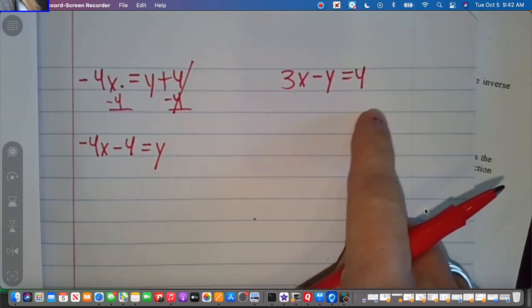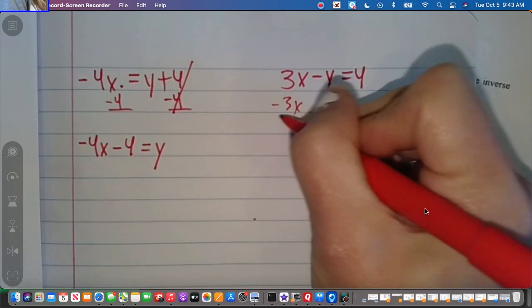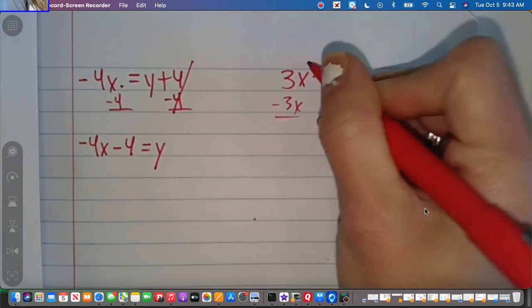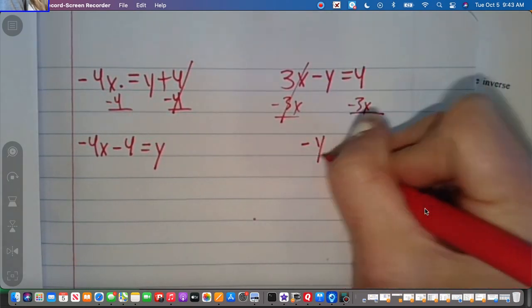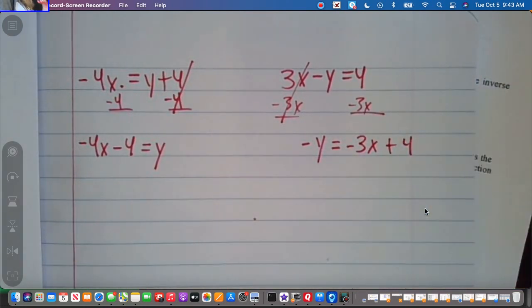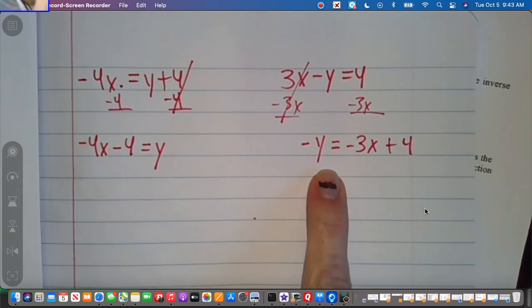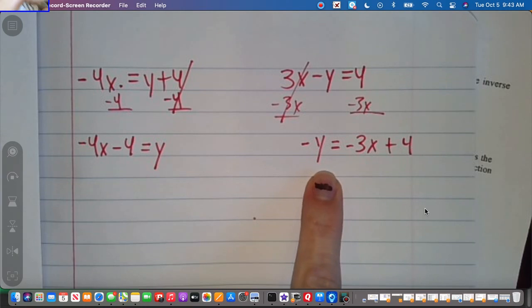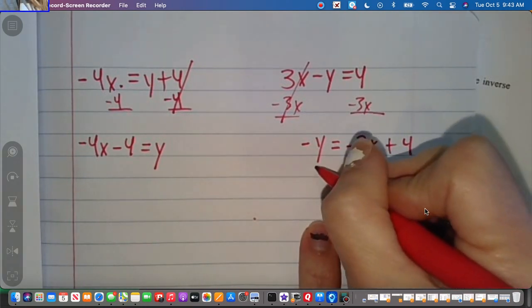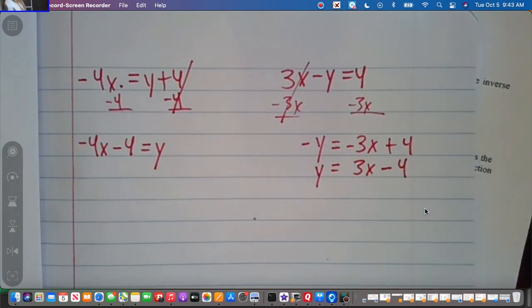So I'm going to move the 3x. I'm going to subtract it over here. So that goes away, and I have to write negative y equals negative 3x and a positive 4. We use plus and minus signs to show that it's positive. Now, what's wrong with this y, though? It's negative, so I need to what? Flip everything, move that negative. So y is 3x minus 4. I changed everything, okay?